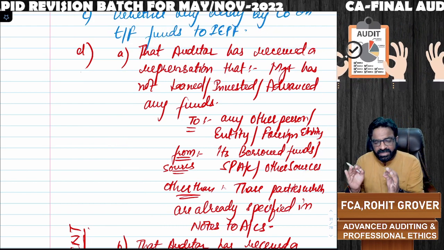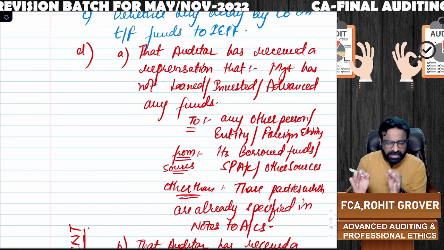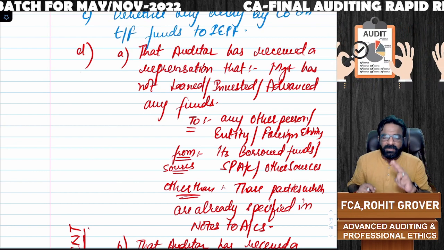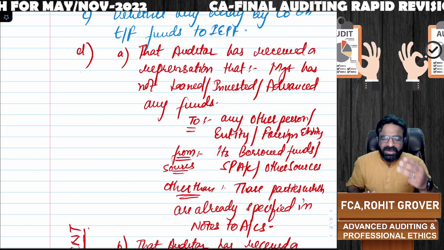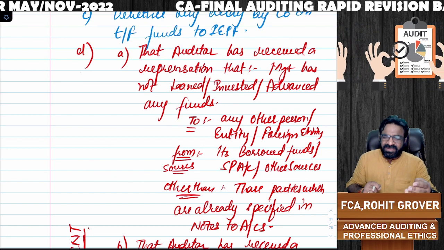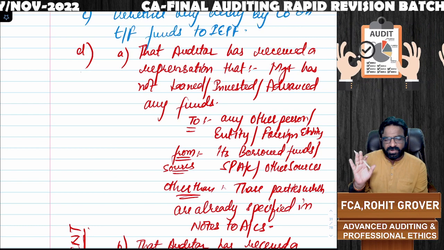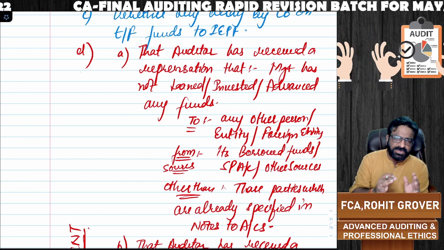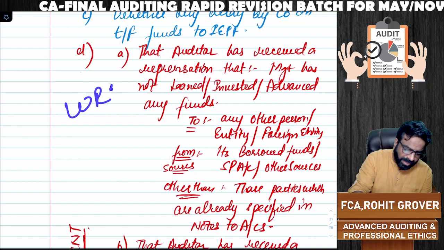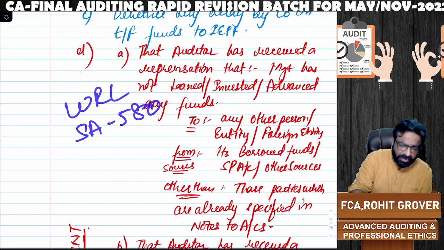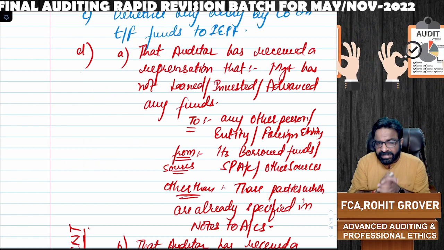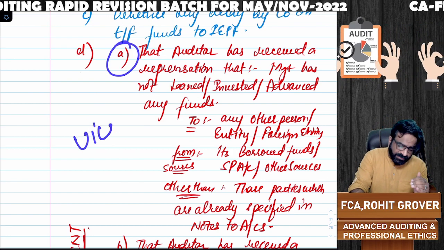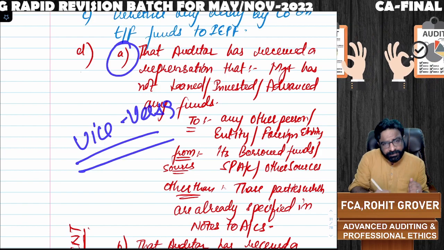Auditor must receive a written representation from the management, where the management is declaring that we have not given any loan, we have not made any investment, we have not given any advance to the parties other than which are already disclosed in notes to accounts from our borrowings, from our securities premium account, and from our other sources. On that, we are taking WRL as per SA 580 from the management. Crystal clear?